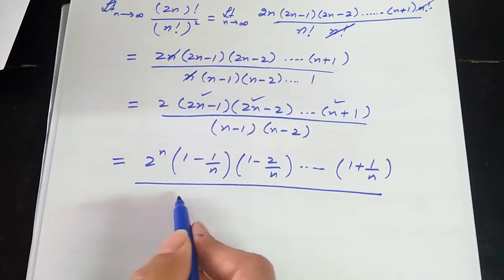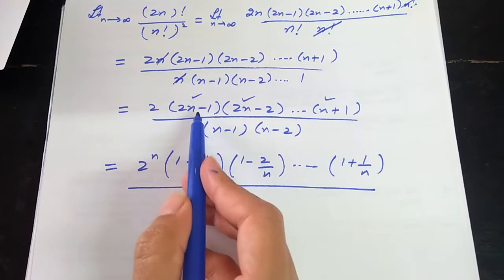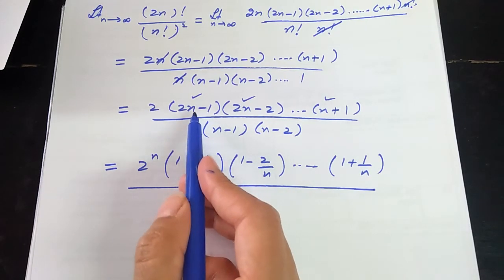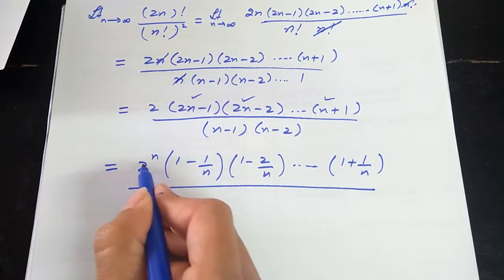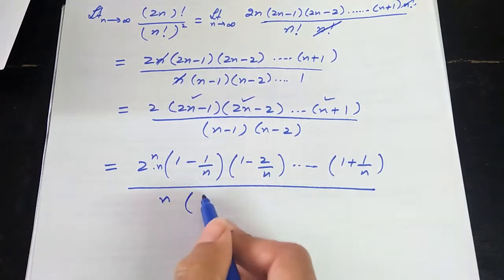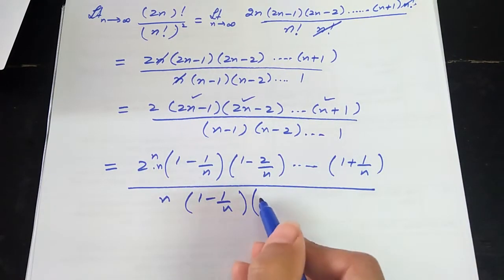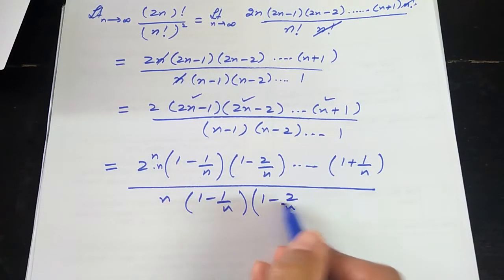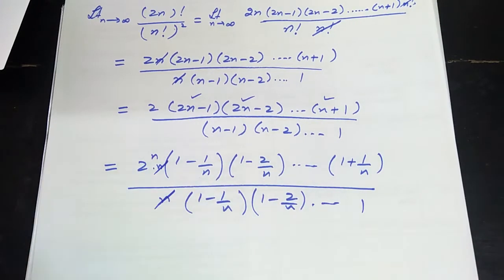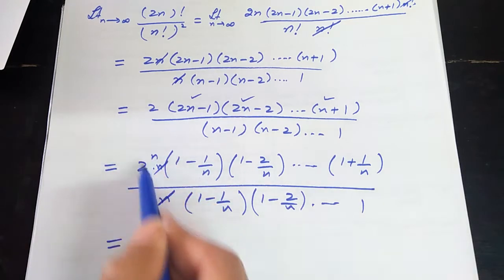Divided by, I am also taking n common as well. So if I take n also common with it, it will be 2 raised to power n into n, and in the denominator I want to take common, I will get 1 minus 1 over n, this is up to 1, 1 minus 2 over n up to 1. This will also be cancelled. Now I have to write the limits with them as well.